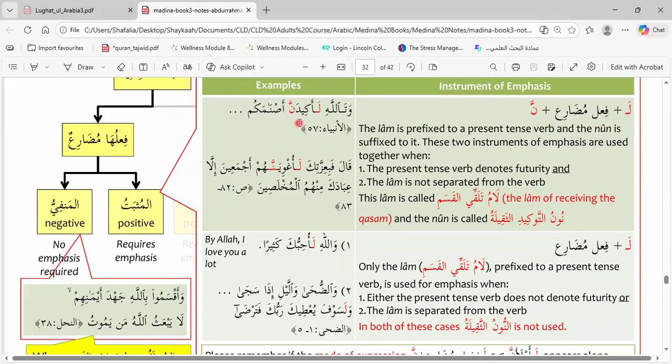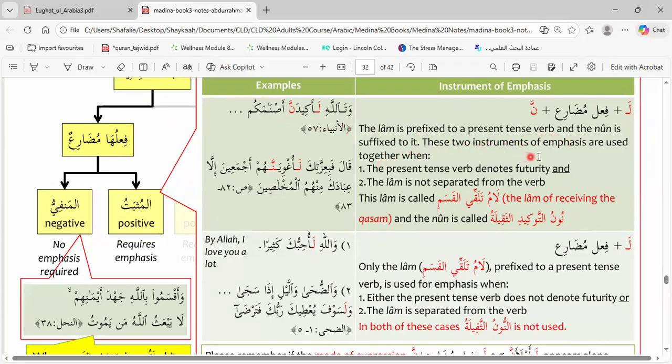So here we see that example. وَتَاللَّهِ لَأَكِيدَنَّ أَصْنَامَكُمْ. Here we have the qasam with the ta. Now remember we said the ta can only be used with Allah or Rabb. So we have here an oath. We then have a lam and then we have a noon. The lam is prefixed to a present tense verb and noon is suffixed to it.